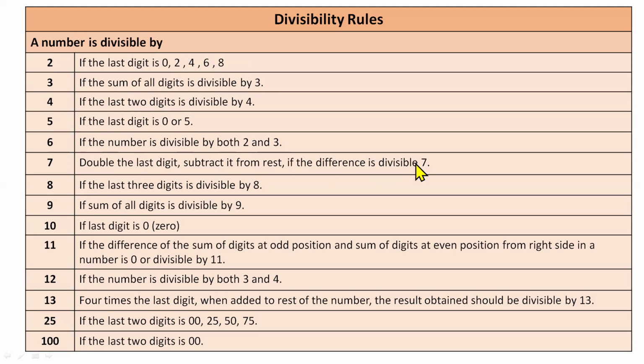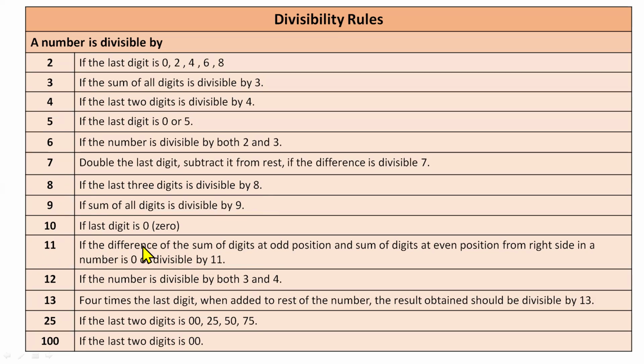If the difference is divisible by 7, then the number is divisible by 7. 8, if the last 3 digits are divisible by 8 or are triple zero, then the number will be divisible by 8. 9, if the sum of all digits is divisible by 9, it's totally similar to 3. 10, if the last digit is 0.